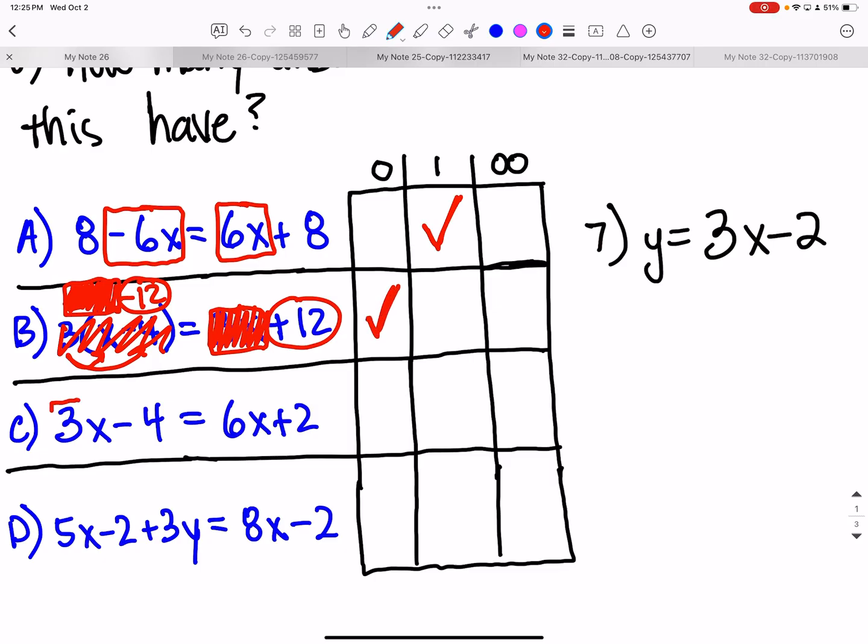On this side, we have 3x's. On this side, we have 6x's. Those are not the same. This is a normal problem. These will not cancel each other out. This is a normal problem.